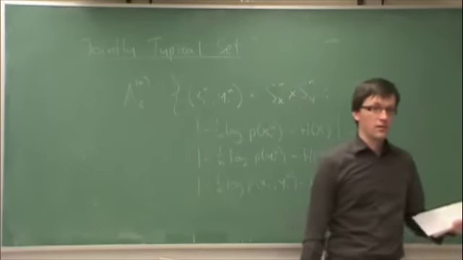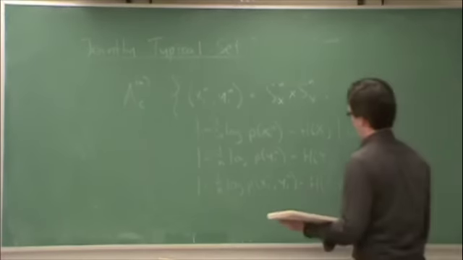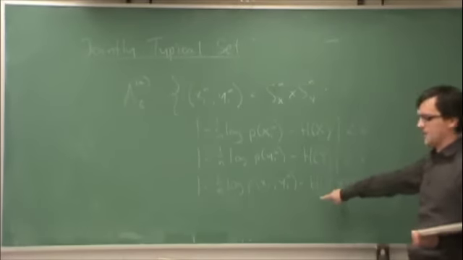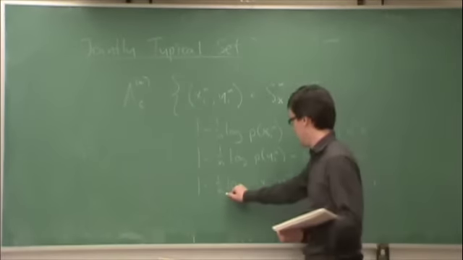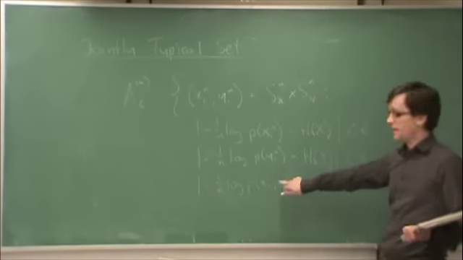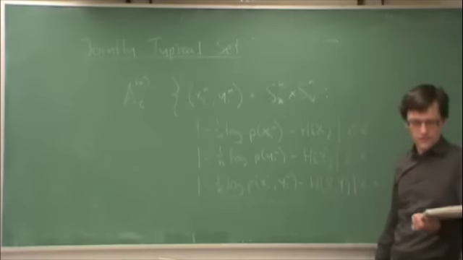Yes? Is it 1 over n for the last one as well? Yes. We're counting pairwise here. So remember, H of x and y is the expected value of this, log p of x1 to n, y1 to n. This separates into n terms, so the average over that is 1 over n.